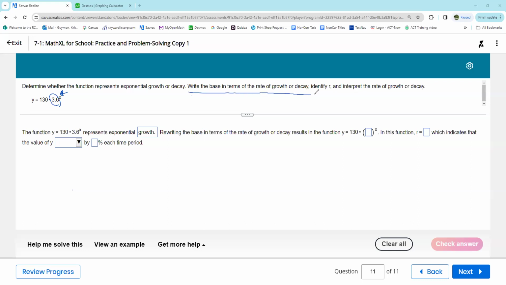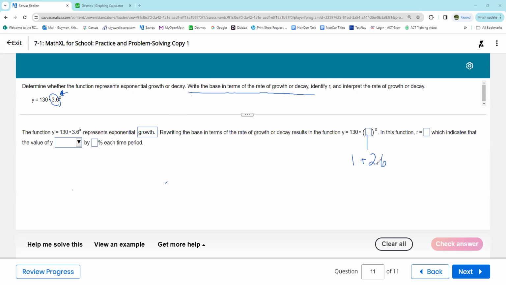And then it says, write the base in terms of a rate of growth or decay. So what that's getting at is write this base in here. So it's 1 plus the amount of growth here. And the amount of growth to get a 3.6 would be 2.6. And I think that's what they want in there.